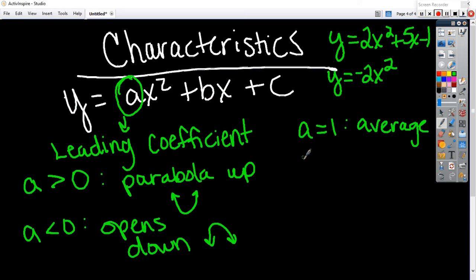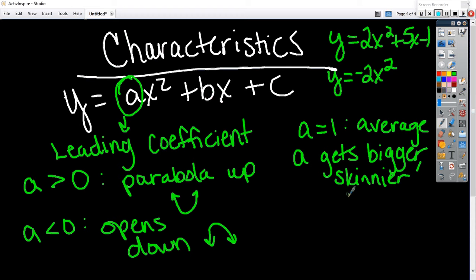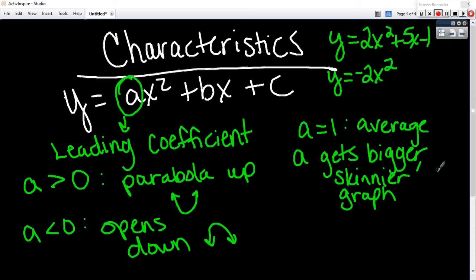But as A gets bigger, so if A is 2, 3, 5, 8, bigger than 1, the bigger it gets, the skinnier the graph gets. So a really big A might be a really skinny little parabola. So that's kind of the opposite of what you probably thought would happen, right?